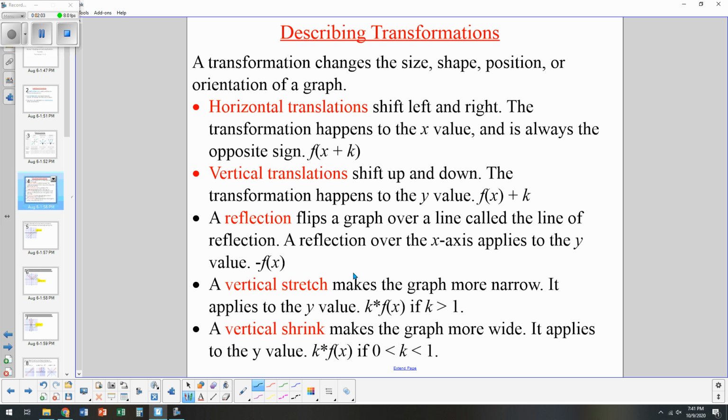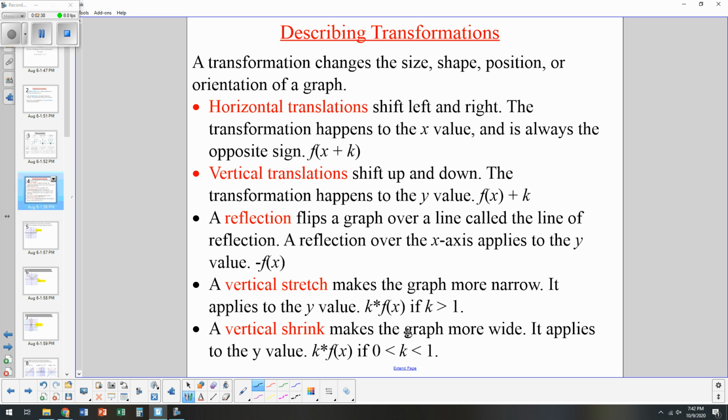A reflection is going to flip the whole graph over a line called the line of reflection. If we were to reflect over the x-axis, we're going to apply that to the y value, so it ends up being negative times f of x. A vertical stretch makes the graph more narrow. It applies to the y value, and it's considered a vertical stretch if the value we're multiplying the y value by is greater than 1. And then a vertical shrink makes the graph more wide, so that's also going to be applied to the y value, and it's considered a shrink if the number is between 0 and 1.